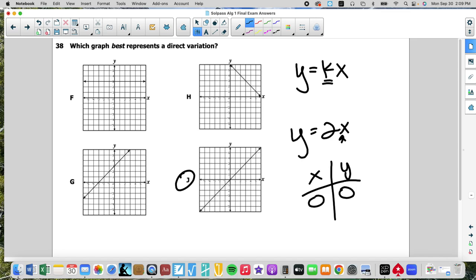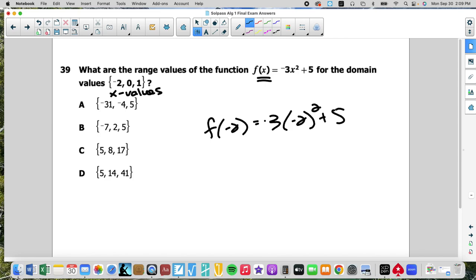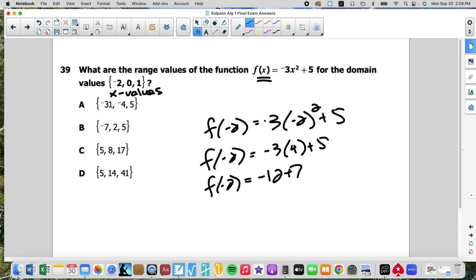So constants. What are the range values of the function? Good. So the range values, well, these are my domain, so these are my x values, and I have to plug those in to find out what my range, my y values. So f of -2 I need to find. So f of -2 would be quantity -2 squared is 4 plus 5.